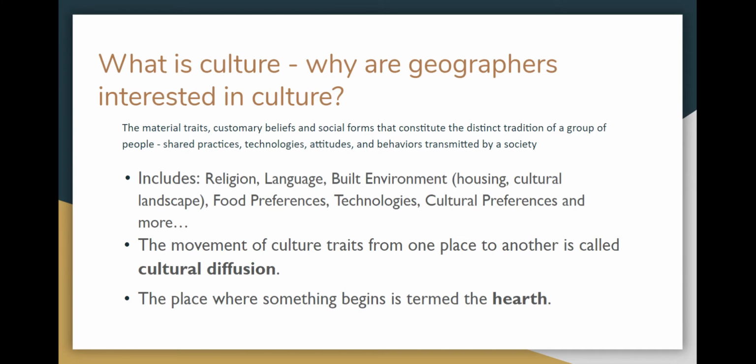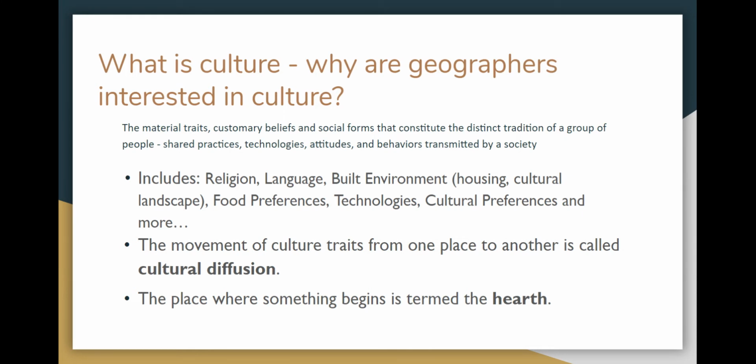Some obvious ones, that probably immediately come to your mind, are things like language and religion. Those are some of the most visible aspects of culture within a society. But it can also include things like housing styles or the cultural landscape. So what do houses look like? What do places of worship look like? What are the architectural styles that we would associate with a particular society?